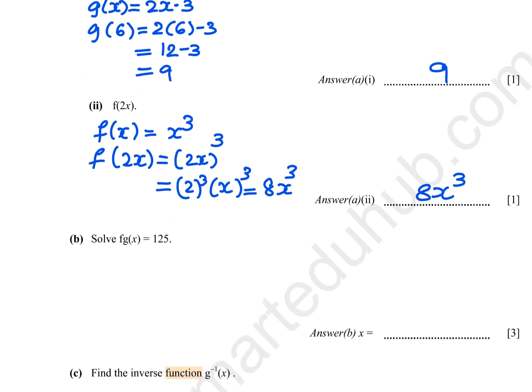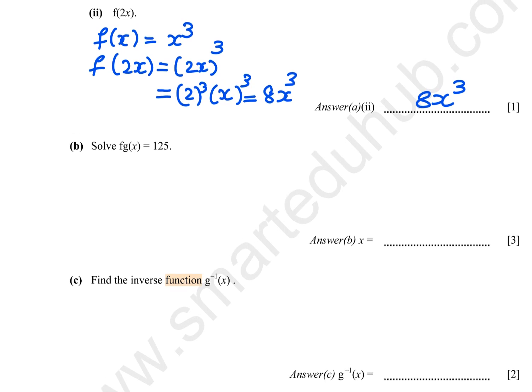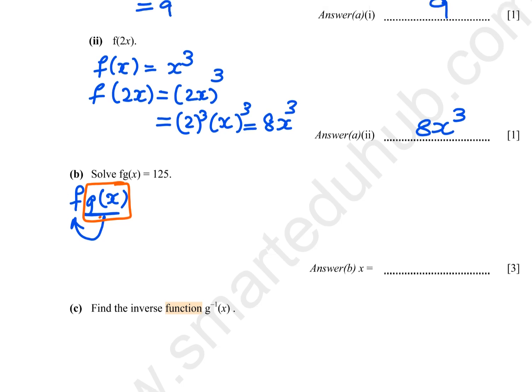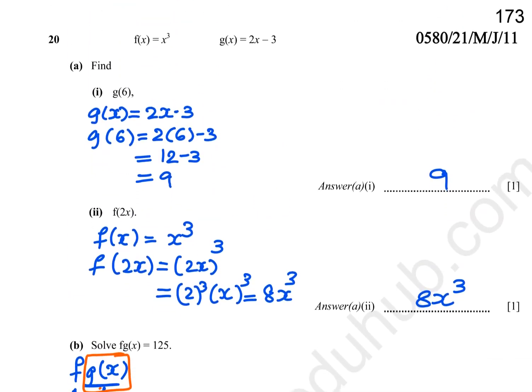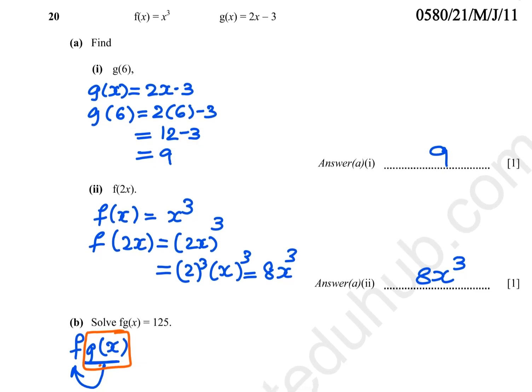Okay. Now coming to the next part. Solve f of g of x. Now whenever you have a function like this, like I mentioned previously, you take this g(x) and plug it into f(x). So you may say that this is your inner function. You take the inner function, plug it into the outer function. So what is your g(x) basically? Your g(x) is 2x - 3.